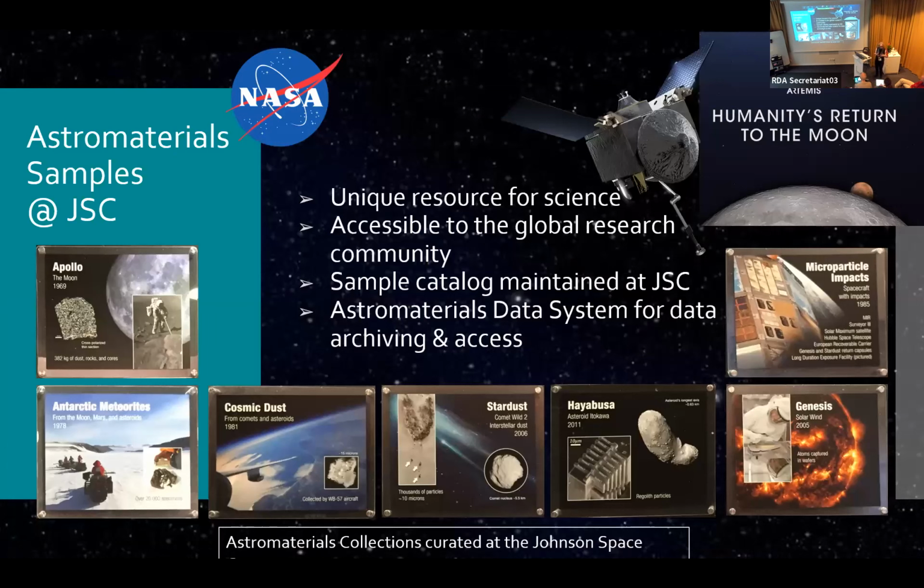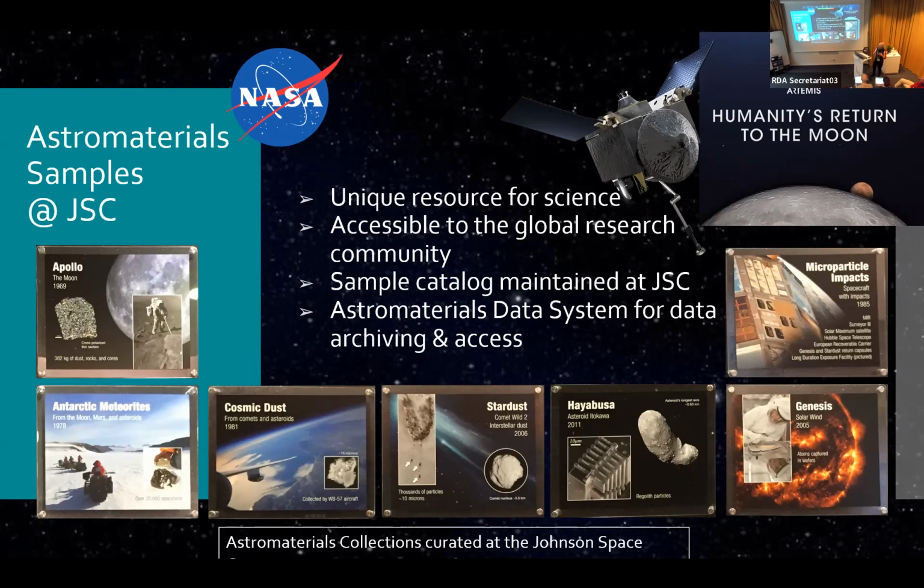But there are other collections, and I work primarily with the astromaterials collections that are curated at the Johnson Space Center under NASA direction. This is a really unique resource for sciences, including all the lunar rock samples and soil samples that were collected by Apollo. There are meteorites, but also cosmic dust that's collected in all kinds of forms, stardust. So a really exotic field to work in.